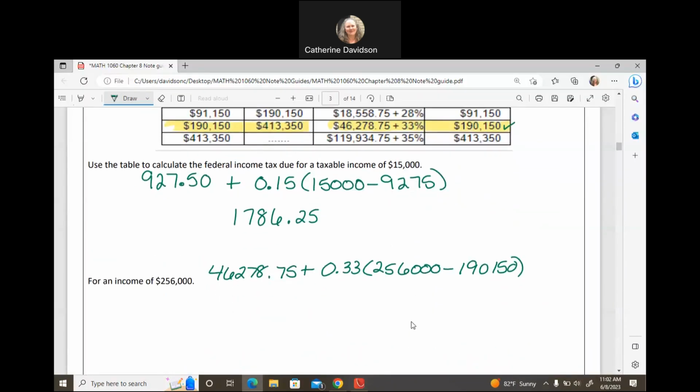$68,009.25. And that is the last one for section 8.1.